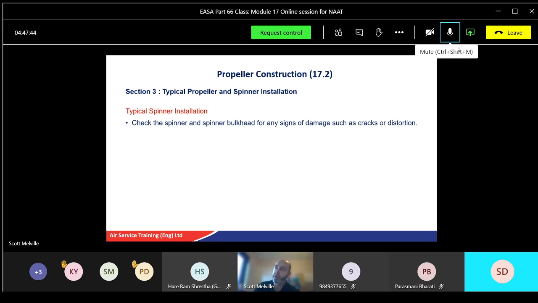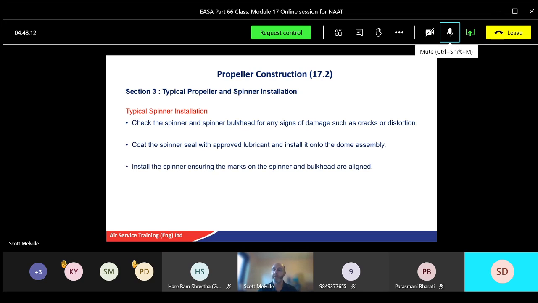So, typical spinner installation: you check the spinner bulkhead for any signs of damage. No point in putting things on if there's damage. It's usually under a bit of stress at the front of the aircraft, the front of the engine, so it's prone to potential damage, things like cracks and distortion. You will coat the inner seal with an approved lubricant. Don't just pick any lubricant up, because some lubricants can actually damage the seal. So, in accordance with your instructions, install it onto your dome assembly.